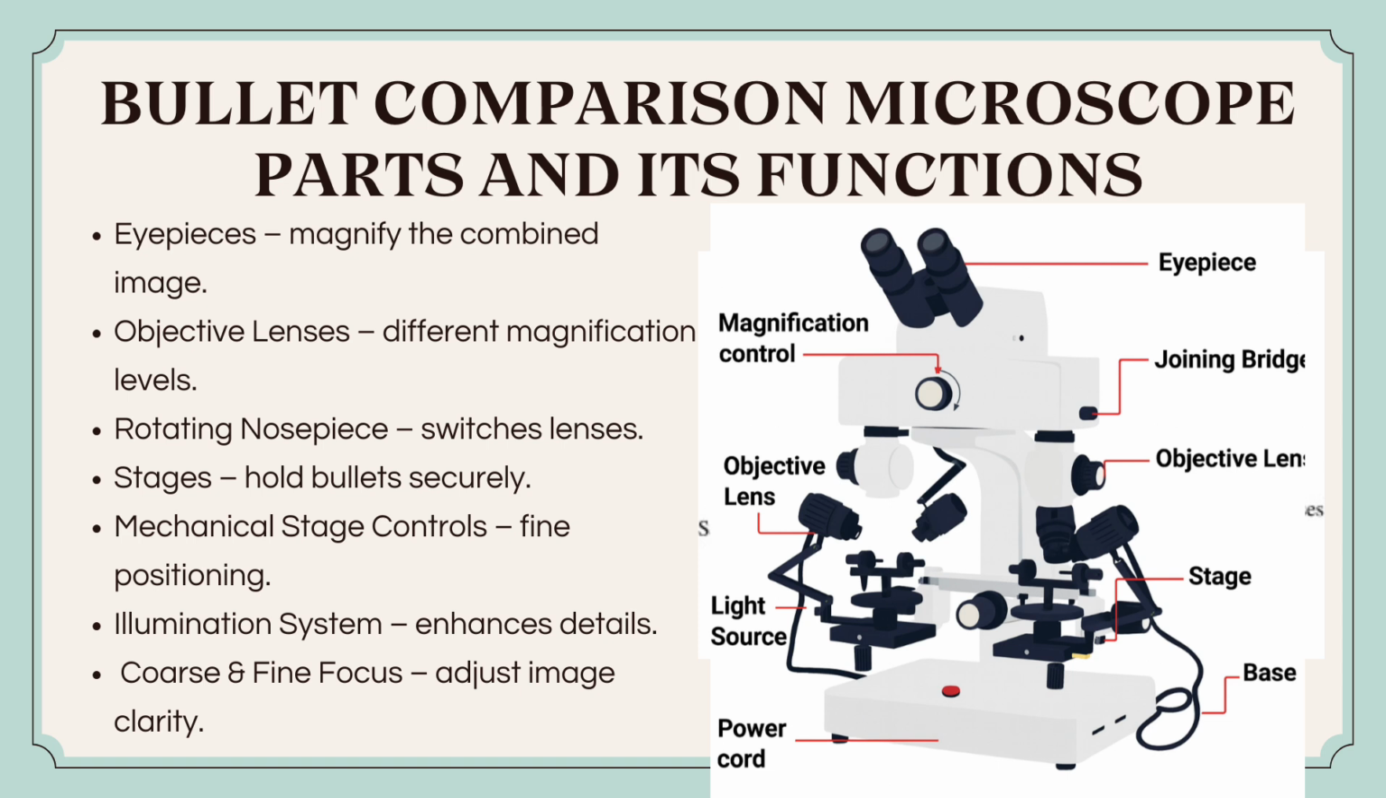Seventh, light sources or adjustable lamps. The light sources illuminate the bullets from different angles to reveal fine striations, grooves, and other tool marks that are important for comparison. Eighth, the fine adjustment or focus knobs. The fine adjustment knobs allow the examiner to carefully adjust the focus on each side so both bullets appear sharp and clear in the combined view. Lastly, the base. The base supports the entire microscope structure and keeps it stable during the examination.